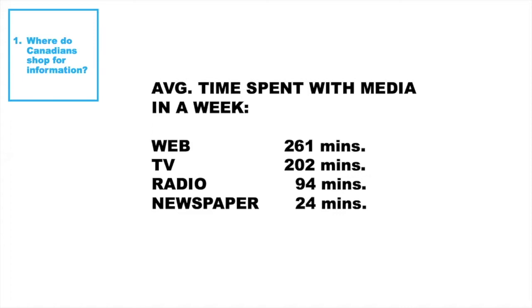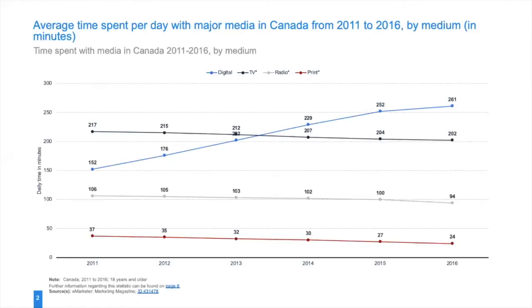261 minutes in a week is what the average Canadian spends on the web, compared to 202 minutes a week for TV, 94 minutes per week with the radio, often commuting to and from work, and certainly in more rural parts of Canada, radio is king, and 24 minutes a week with a newspaper.